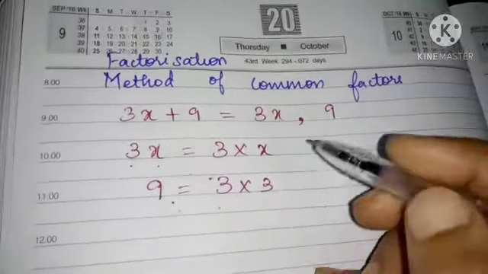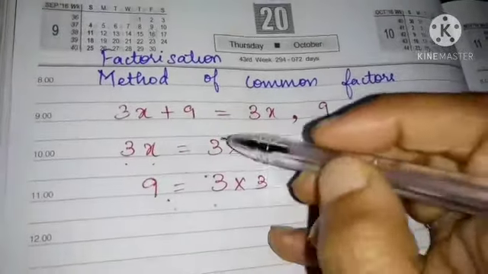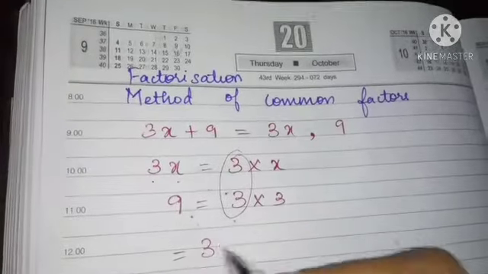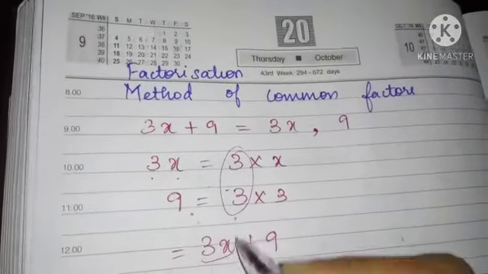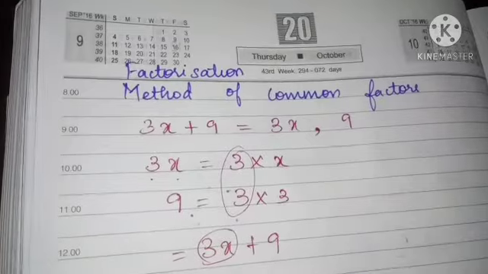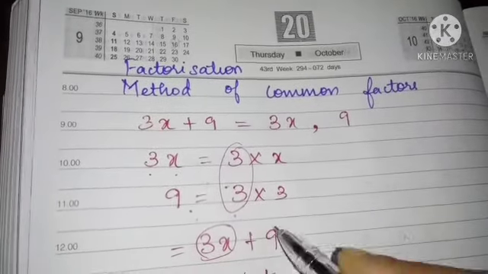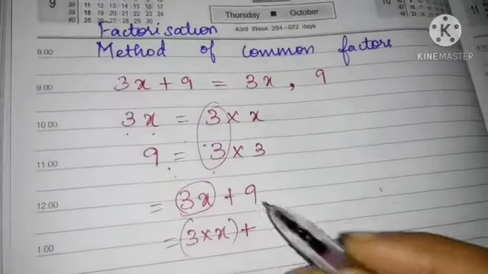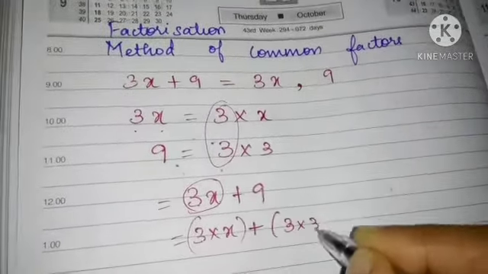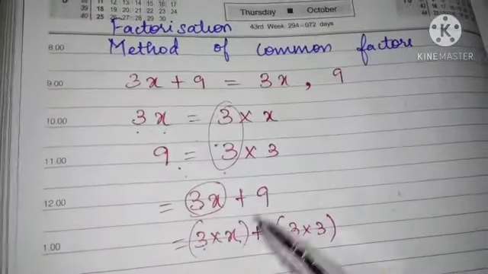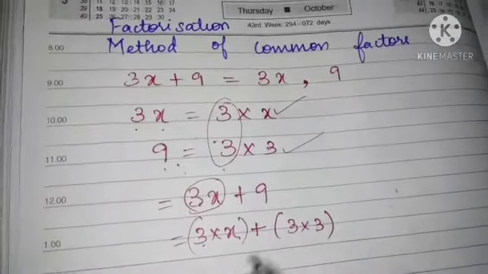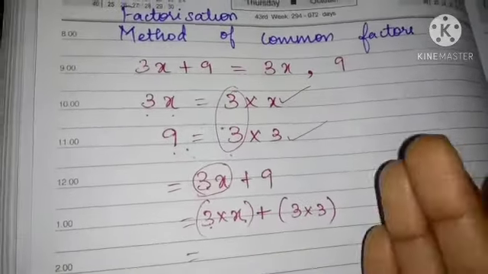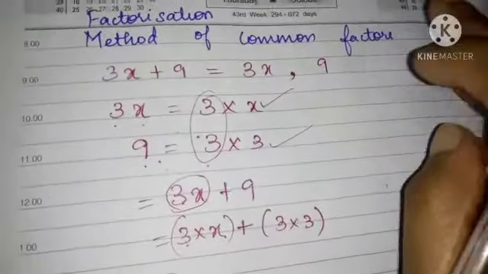Okay. So in these two, which is common? 3 is common. So 3x plus 9: 3x I wrote as 3 into x, and 9 I wrote as 3 into 3, children. In these two, the 3 is common. So I am taking the common factor outside. That is the method of common factors.